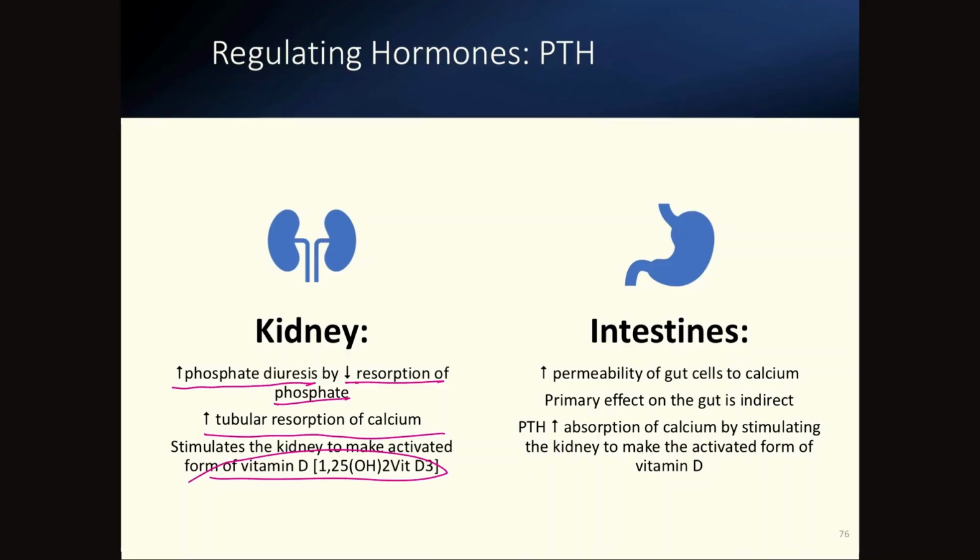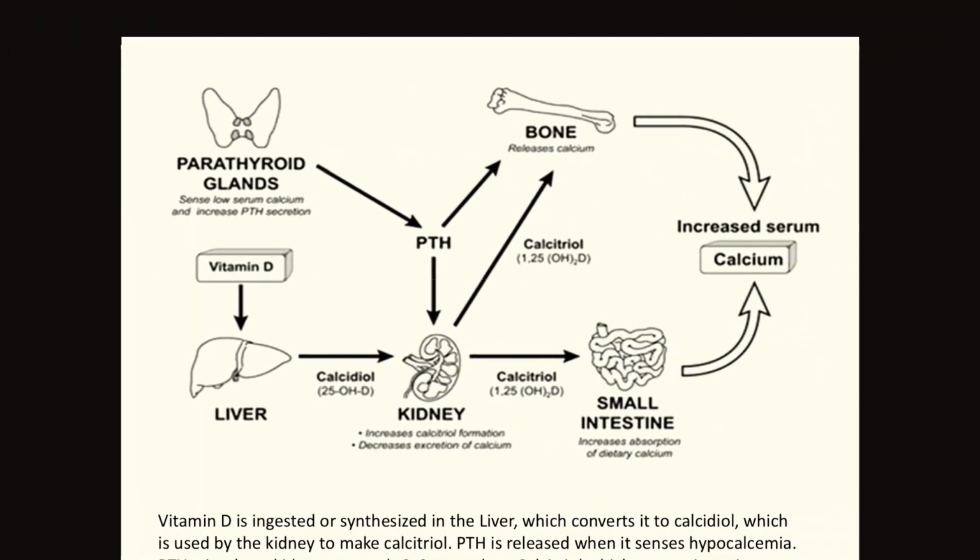So PTH, increased permeability of gut cells to calcium. The gut is indirect because it's going to activate vitamin D. That's why PTH is an indirect calcium absorption from the intestines, because by way of the kidney, it activates vitamin D, which will then go to the intestines to activate that. So here's a little slide going through everything PTH does.